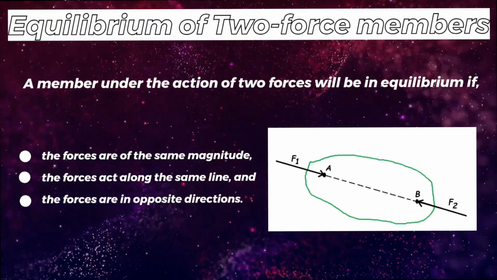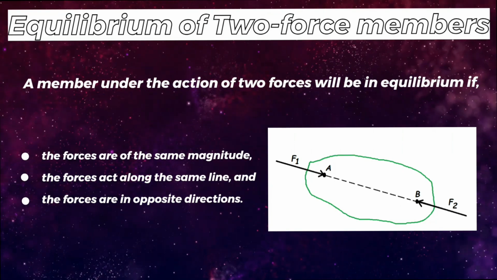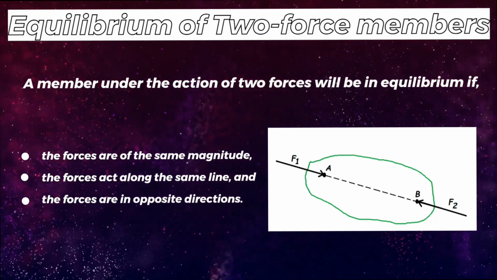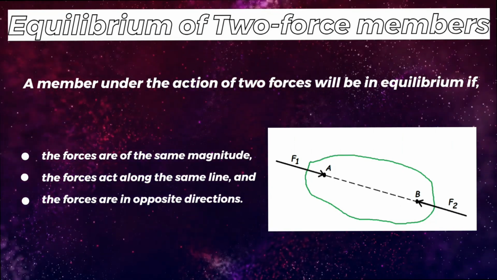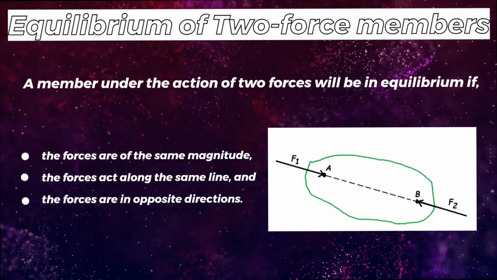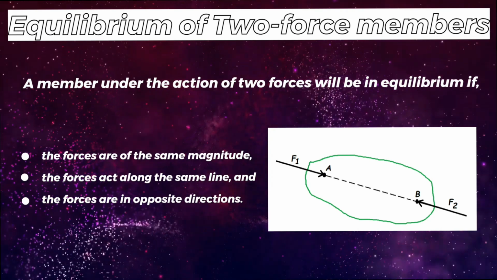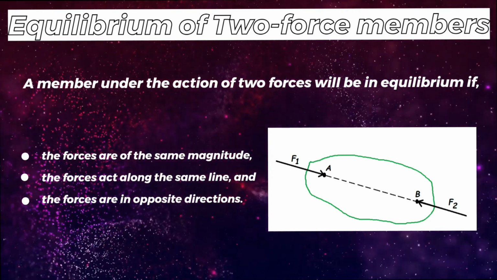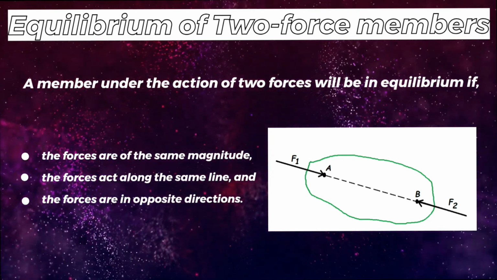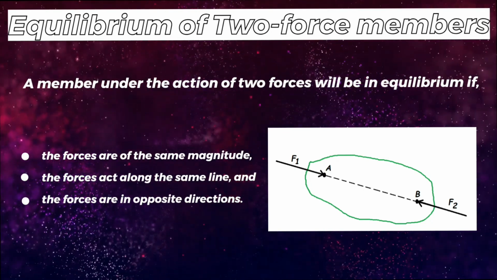Equilibrium of two force members. A member under the action of two forces will be in equilibrium if the two forces are having the same magnitude and the forces act along the same line and the forces are in opposite direction.